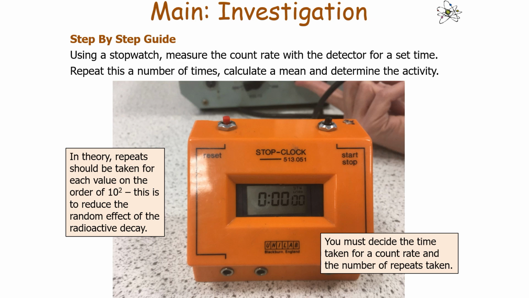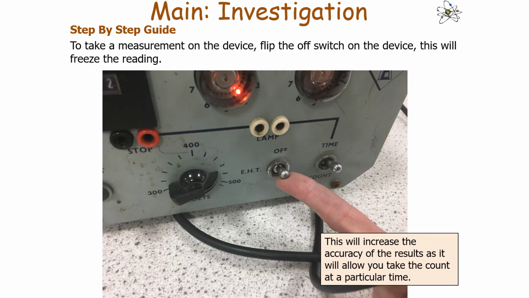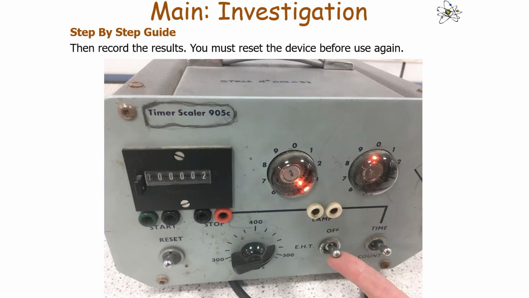But obviously in the time taken for a lesson, you don't have time to do this, so you've got to decide the time taken for the count rate and the number of repeats that you would take. Now to take a measurement on the scaler, you would flip the switch on the device, which will freeze the reading. This will increase the accuracy of your results, as it will allow you to take the count at a particular time. You then record your results and then reset the device before use again.